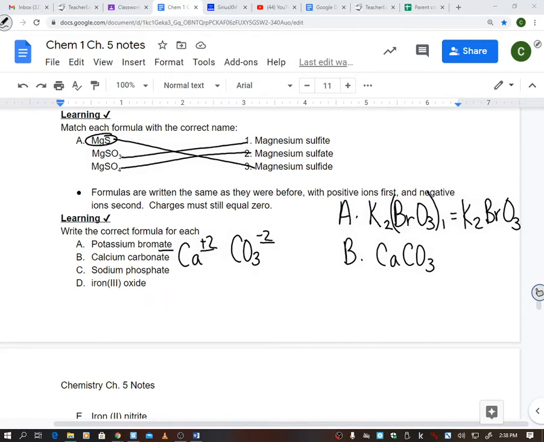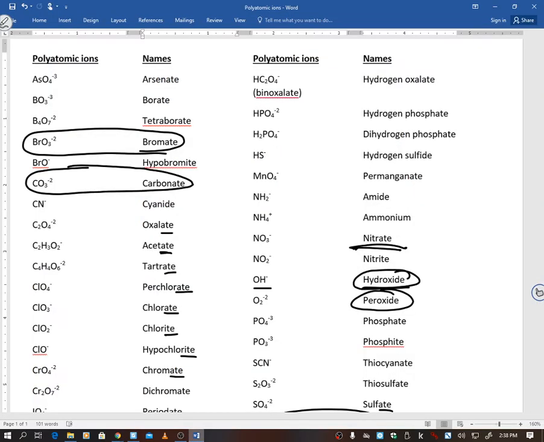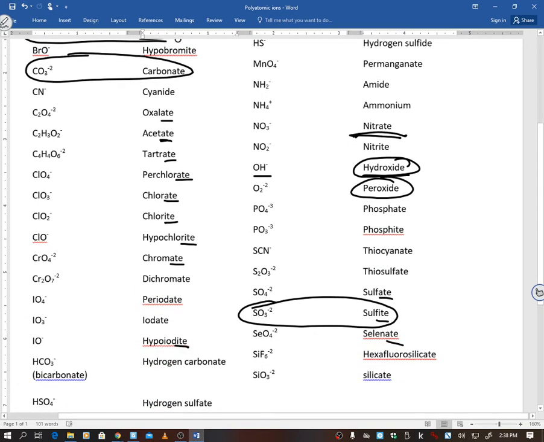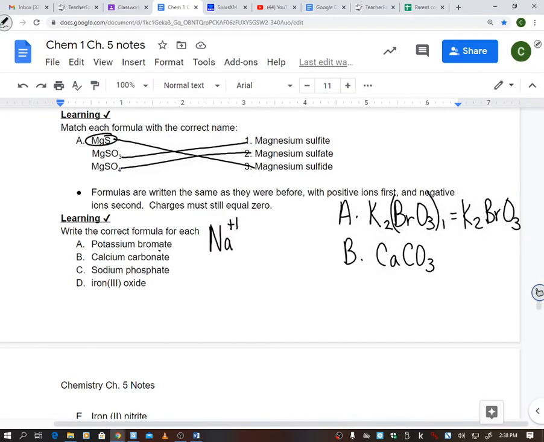All right, C, we have sodium phosphate. So sodium is Na, it's a +1. We're getting that from the periodic table. Phosphate, if you look at this right here, phosphate is PO4, and it is a -3. So PO4, -3. So if I crisscross these numbers, it's going to be Na3PO4.